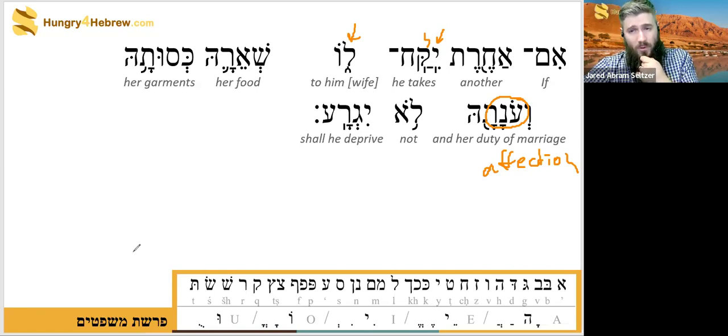Rabbinicalism actually pulls from this verse the decision that if he doesn't provide these things for her, that is abuse. And if she is abused, biblically, she's free to go.